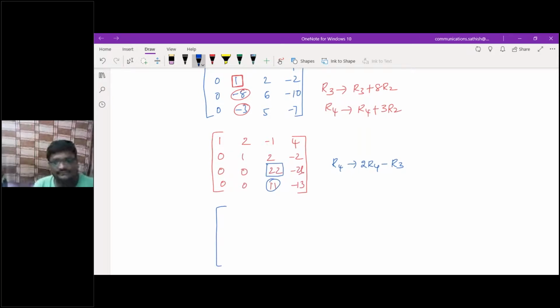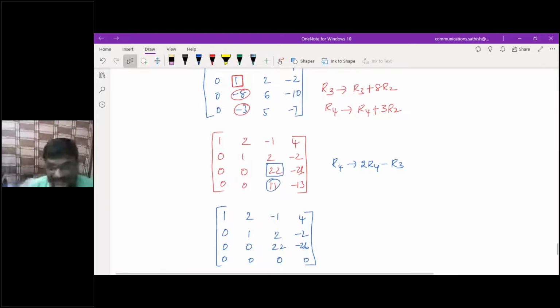Again, only the last row I'm changing. First 3 rows same as it is, which is nothing but 1, 2, minus 1, 4, 0, 1, 2, minus 2. Then 0, 0, 22, and minus 26. Then this is 0, 0, 2 times of this one, which becomes 0 and 0. Am I correct? Am I correct or wrong?